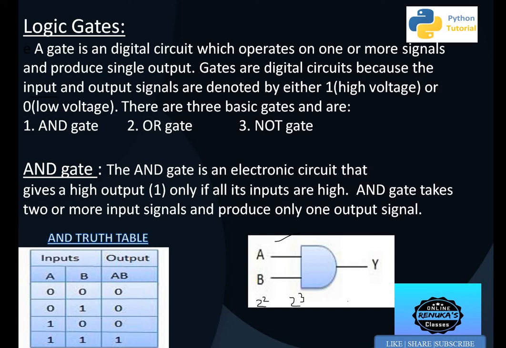So in our example we have two inputs A and B, so the combinations are 00, 01, 10, 11. If you can think of any other combination, you can think and discuss, but there are only 4 possible combinations for two variables. Now the output will be 1 only if all the inputs are high, means all the inputs are 1, and that is only in the last case. In the rest of the cases the output is 0.